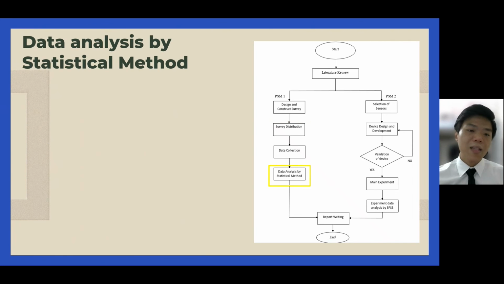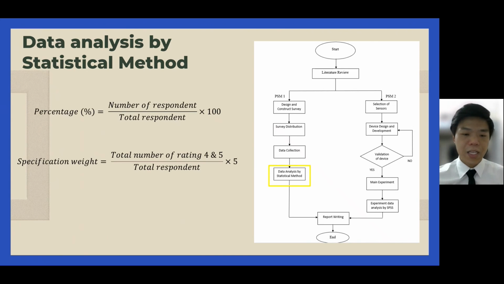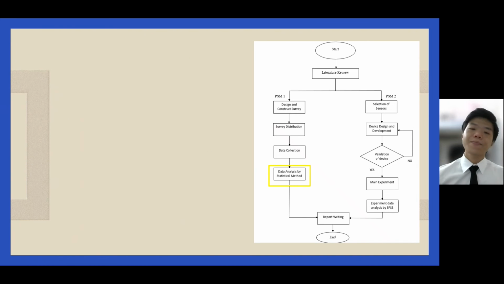So the data collected will be analyzed using statistical methods. So the percentage will be calculated by using number of respondents divided by total respondents times 100. And the specification weight will be calculated by total number of ratings 4 and 5 divided by total respondents times 5. So after the data analysis is done, we will start to select the sensors.